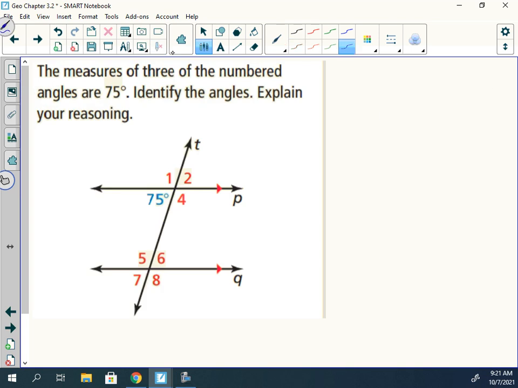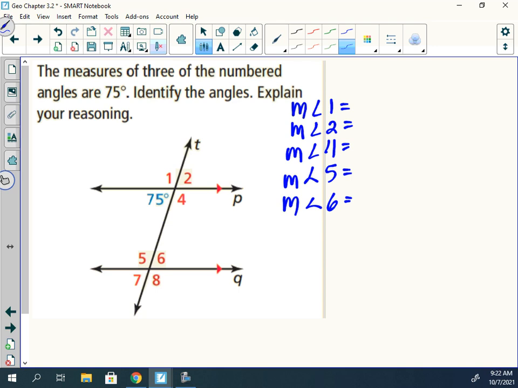Let's look at this one. We're wanting the measure of angle 1, 2, 4, 5, 6, 7, and 8. And we know that the measure of angle 3 is 75. What other angles do we know for sure? 2 is going to be 75 degrees because they are vertical angles. What other ones?